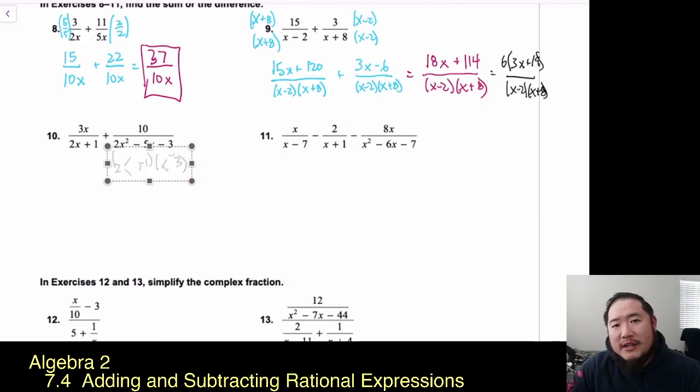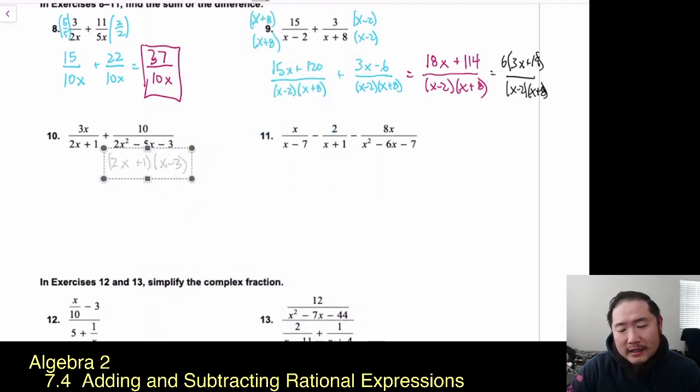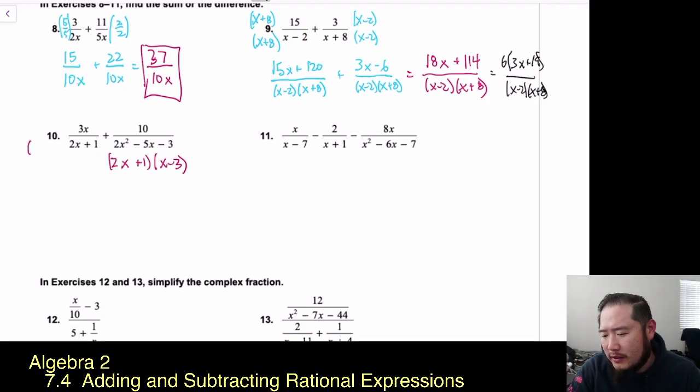I look at my denominators now. I look at the fraction on the left. I've got 2x plus 1, but the other side does not, right? So what do I do then? Remember, I multiply the denominator of the left with what the right side has that this side doesn't, which happens to be x minus 3. And so I'll multiply top and bottom by x minus 3.